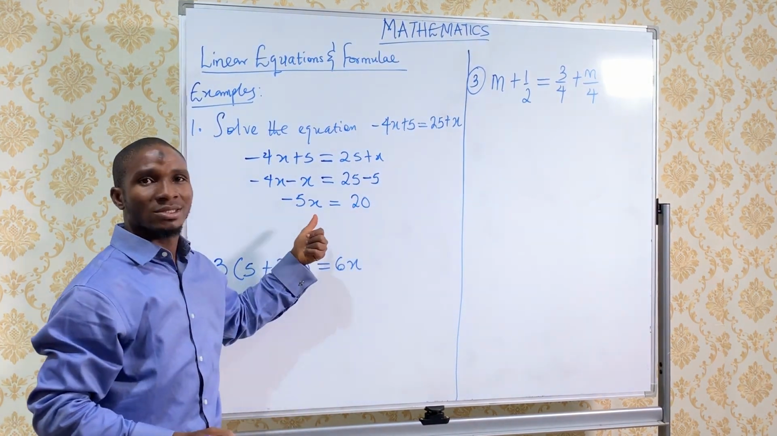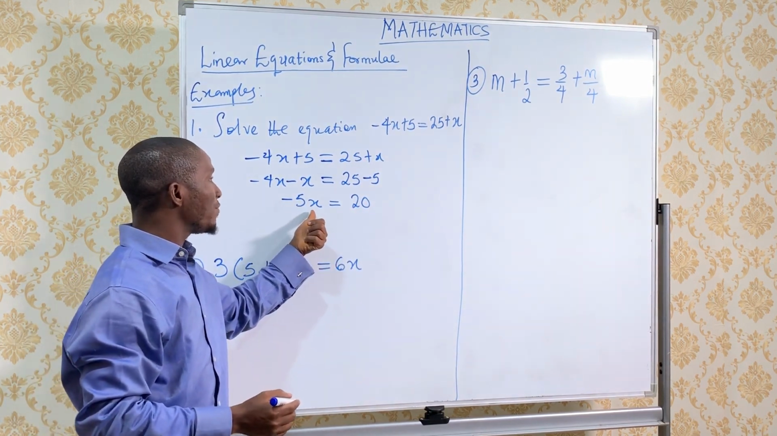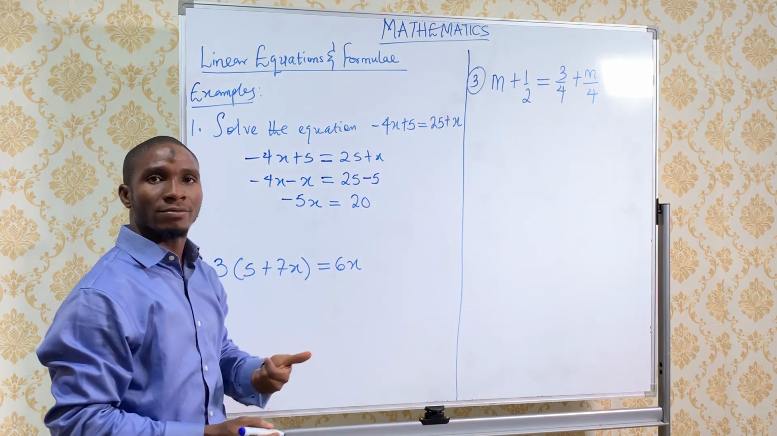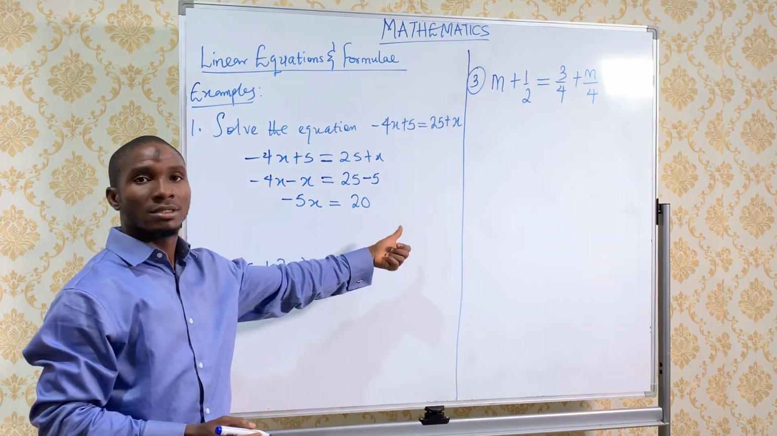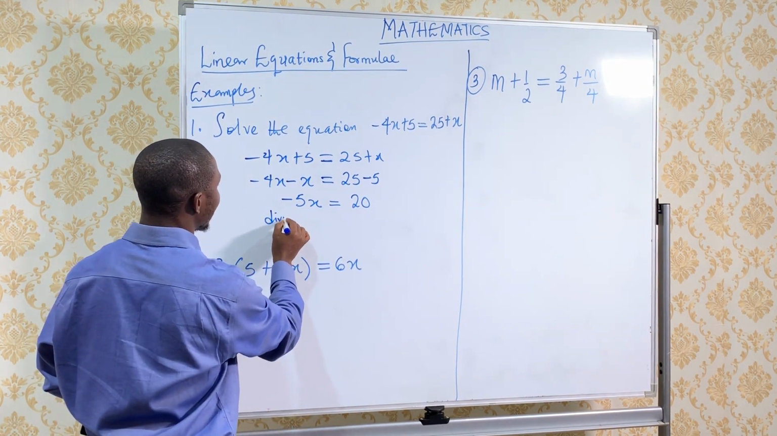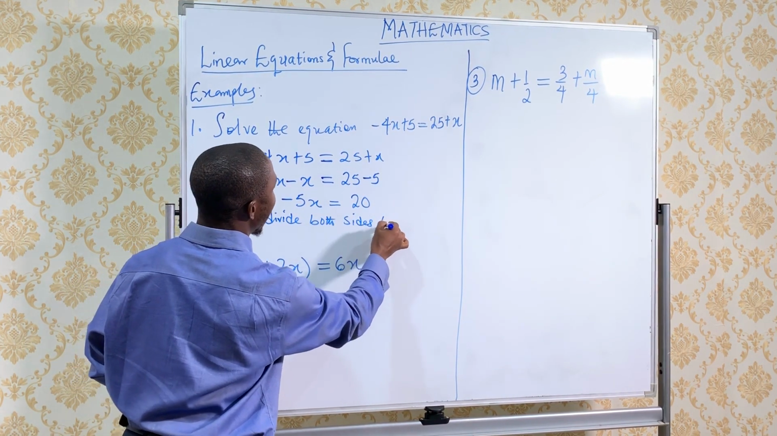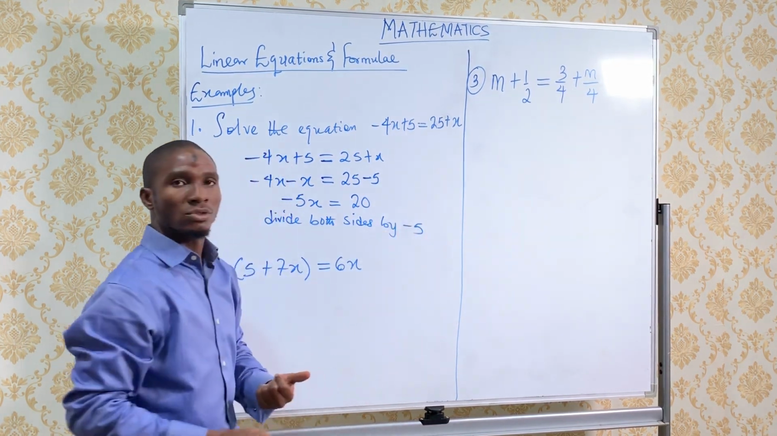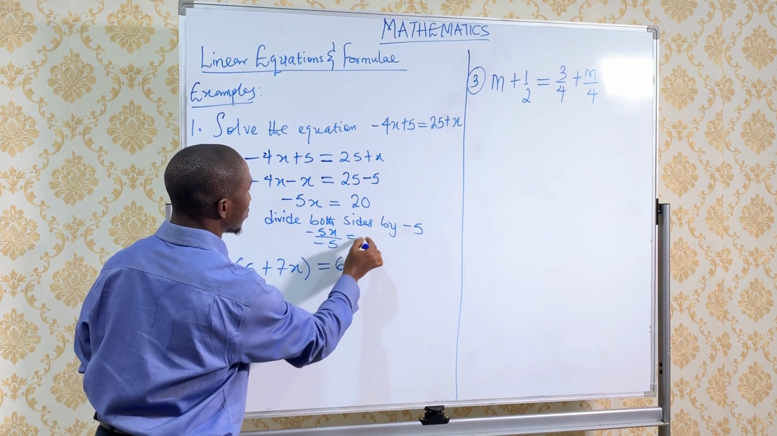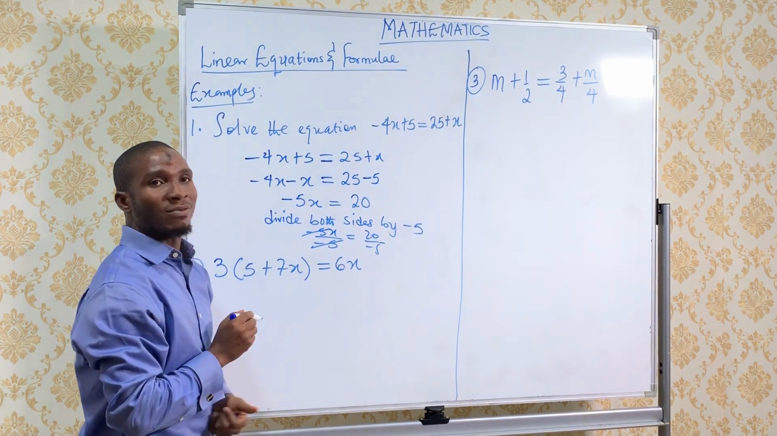Since we are looking for x, we are going to divide both sides of the equation by the coefficient of x. The coefficient of x here is minus 5. So we divide both sides by minus 5, so that we can get x. So we now have minus 5x divided by minus 5 equals 20 divided by minus 5. This eliminates this. Finally, we have our x.